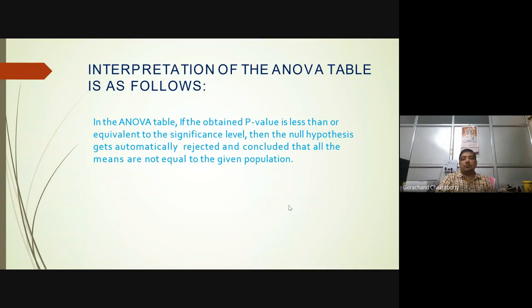So we will show some Python programming. We will run some code in Python, then we can see the significance of the p-value. If the p-value is less than or equal to the significance level, then the null hypothesis gets rejected, and it is concluded that all the means are not equal for the given population.